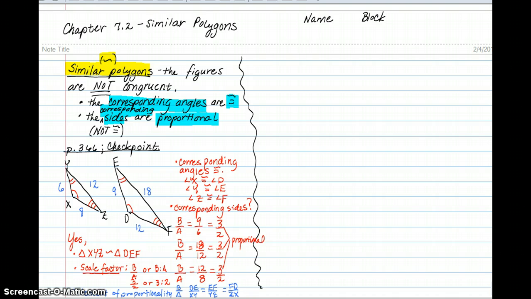But with that said, there are two criteria, and one of those criteria does involve congruency. The first criteria is that the angles that match up, those are corresponding angles, are congruent. The second criteria is that the corresponding sides are proportional. This is where similar polygons are different from congruent figures, in that they're proportional, not congruent.